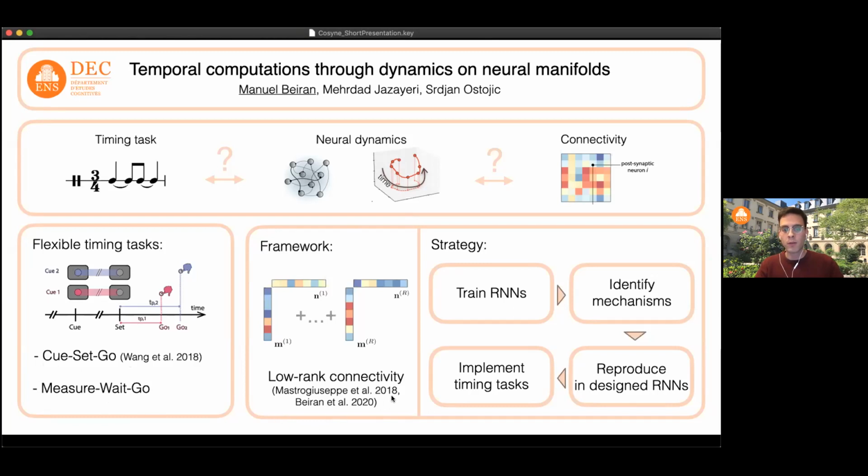In this work, we're assuming that the synaptic connectivity is given by a matrix that is low rank. This leads to neural trajectories that are low dimensional. What we did is first to train recurrent neural networks to solve a flexible timing task where the rank is constrained. Then we reverse engineered these networks to identify the mechanisms employed to perform the computation. Then we reproduce those same mechanisms in network models that are designed by hand. And finally, we implemented the timing tasks based on those network models.